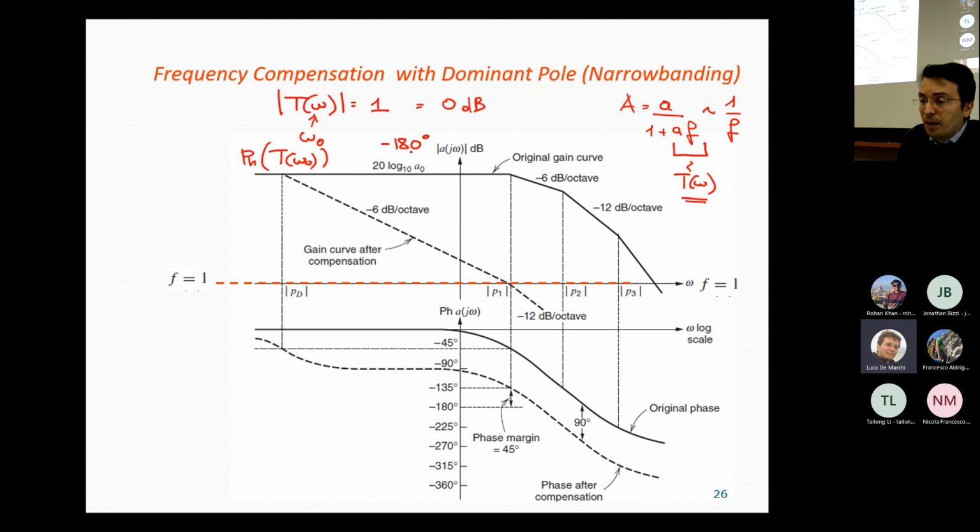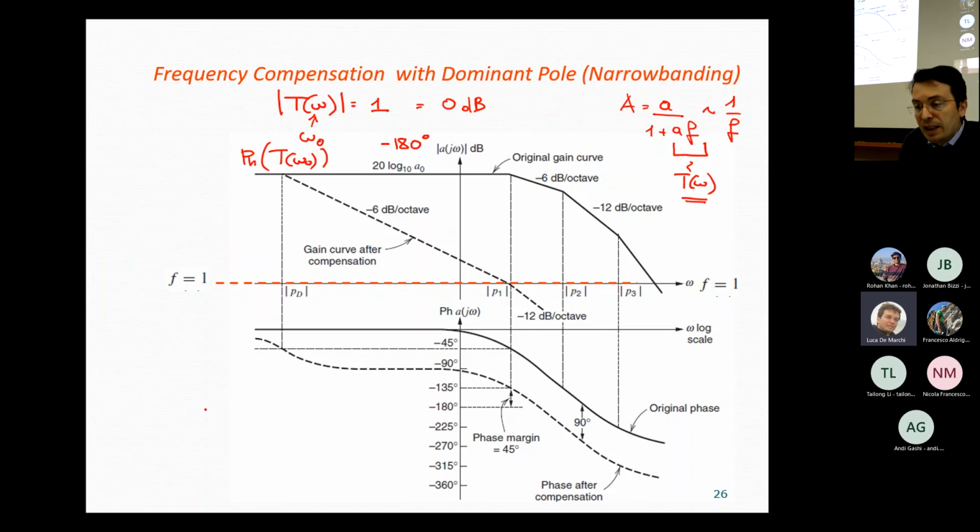Since we have to verify that this phase is larger than minus 180 degrees and the phase is negative, basically what we have to do is to compute 180 degrees plus the phase of T when we are at omega null. This is the phase margin.